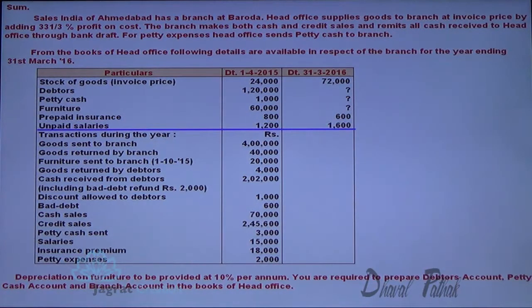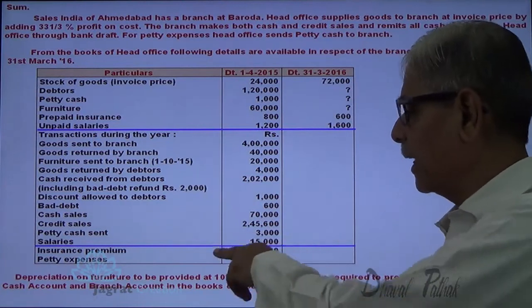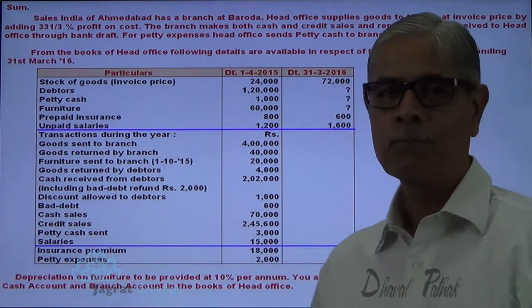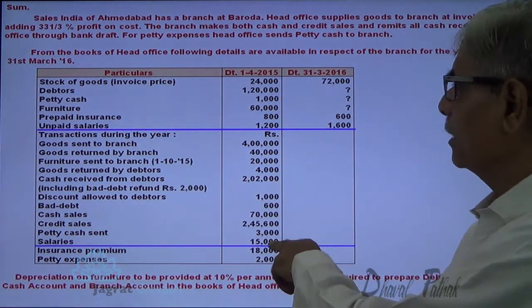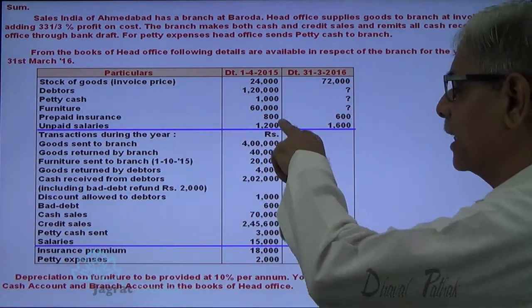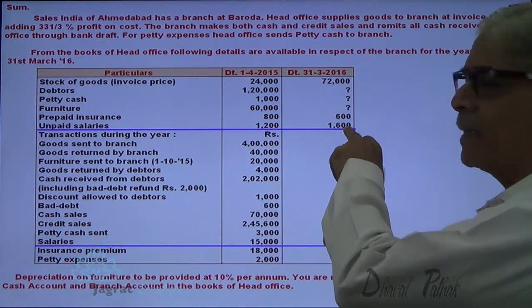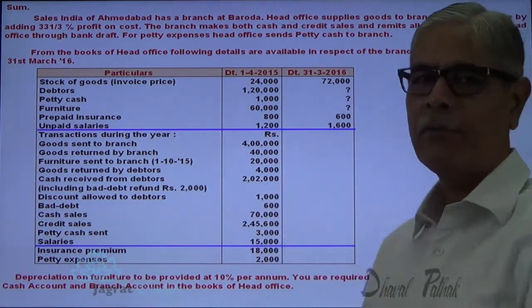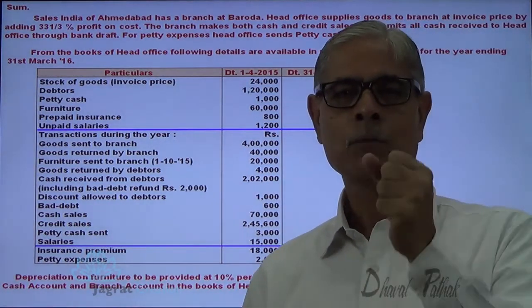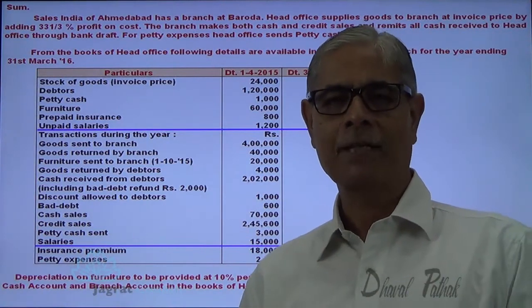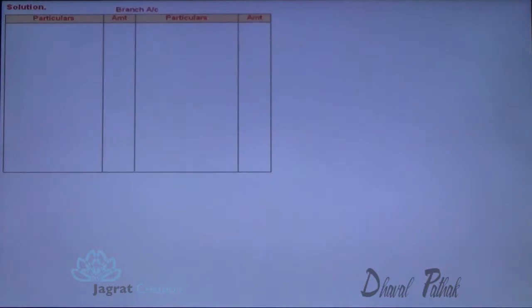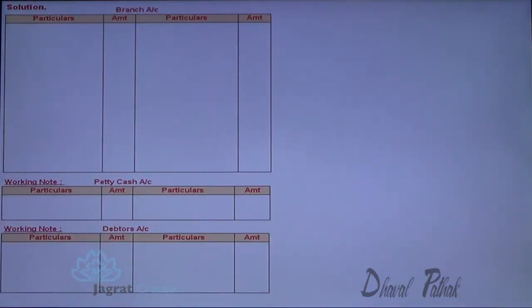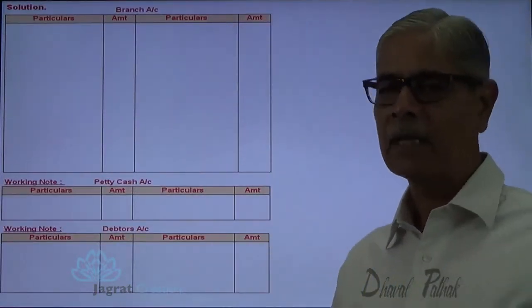Unpaid salary 1,200. So outstanding at the beginning of the year, 1,200, is paid in this 15,000. So 15,000 minus 1,200. 15,000 is the salary that has been paid, and this is unpaid at the end of the year. On the basis of that, we are required to find out the salary expense for the current year, which we shall work out by preparing a working note. Now, let me prepare the branch account, petty cash account and debtors account. These 3 accounts I am required to prepare.